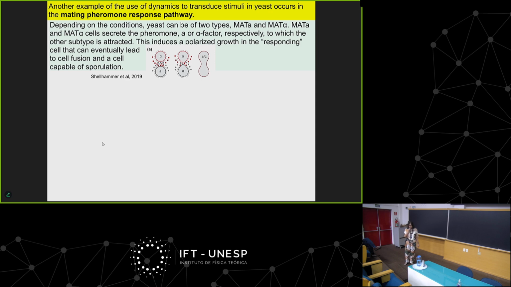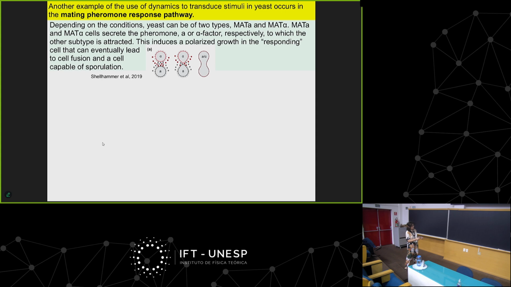These yeast cells, usually they just divide. But on some occasions, particularly when they are deprived of nutrients, they become 2 different types. And each subtype of these yeast cells secretes a pheromone that attracts the cells of the other type. And so when that happens, and you are some type which secretes a particular pheromone that attracts the other, what it induces is a polarized growth.